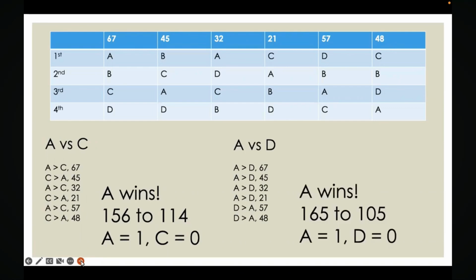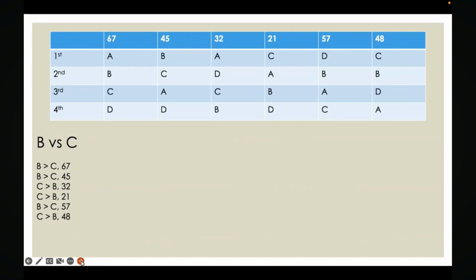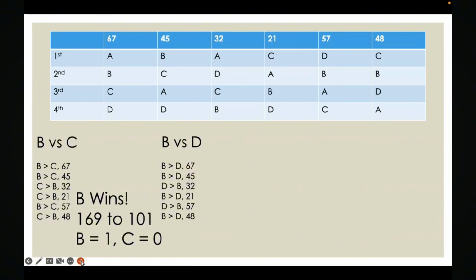We look at who has the most head-to-head wins overall. Now, let's move on to B versus C, and we do the same thing. In the first column, B is higher than C. In the second column, B is higher than C. So B gets 45 votes and so on. B wins 169 over 101. B gets 1 point and C gets 0. Now B versus D, same idea. B wins 181 to 89. B gets 1 point and D gets 0 points.